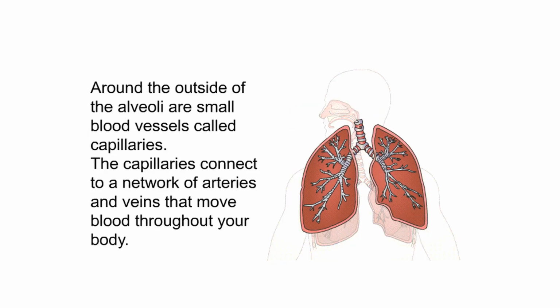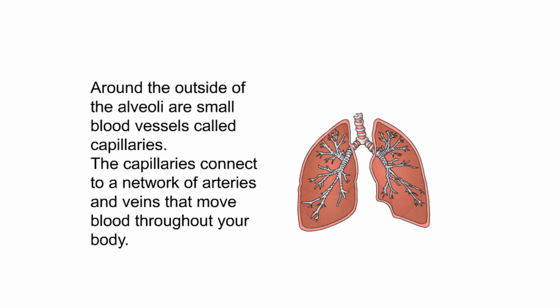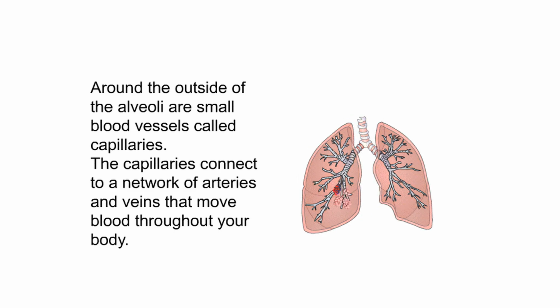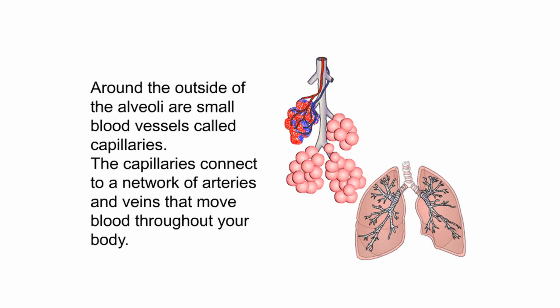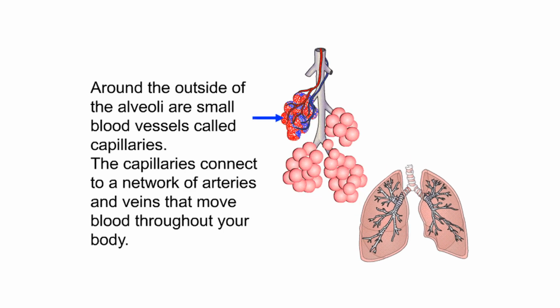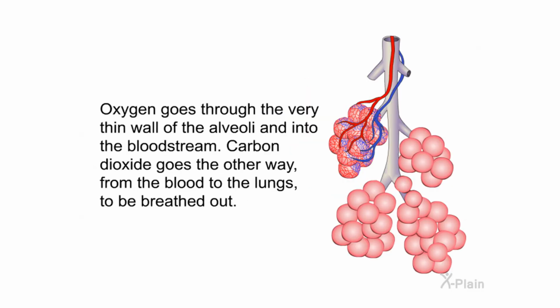Around the outside of the alveoli are small blood vessels called capillaries. The capillaries connect to a network of arteries and veins that move blood throughout your body. Oxygen goes through the very thin wall of the alveoli and into the bloodstream. Carbon dioxide goes the other way, from the blood to the lungs to be breathed out.